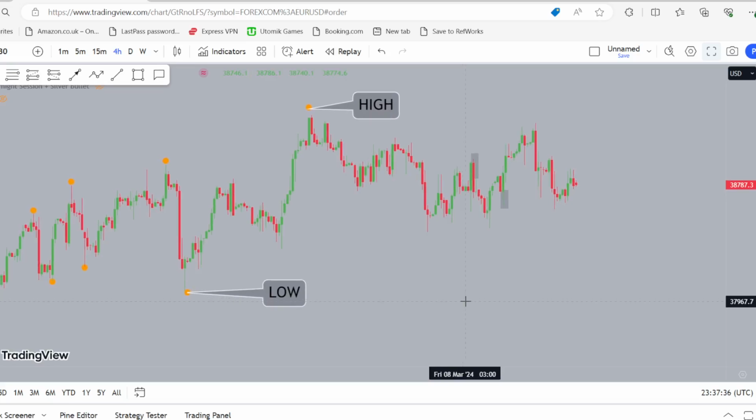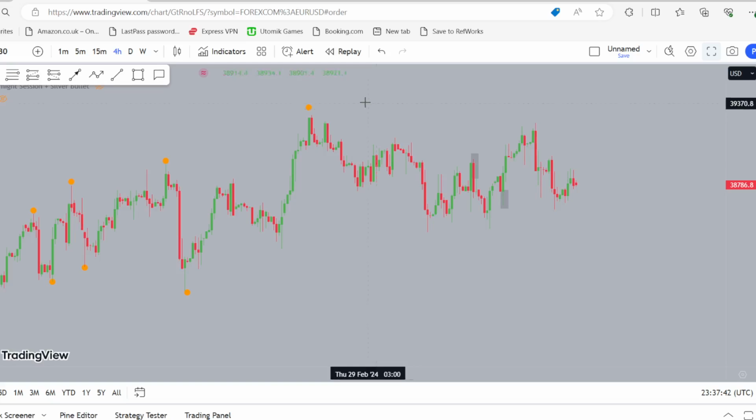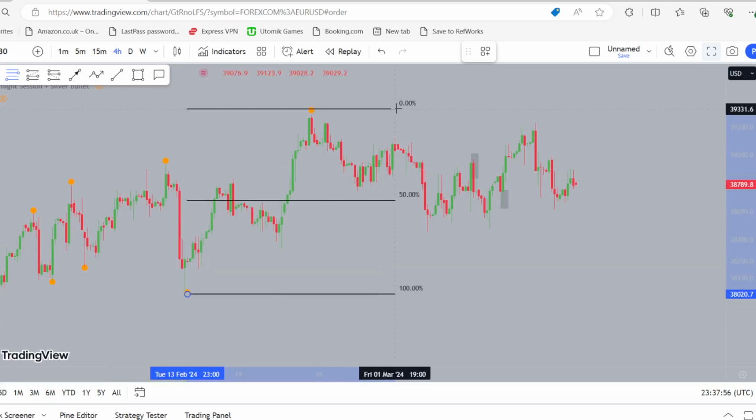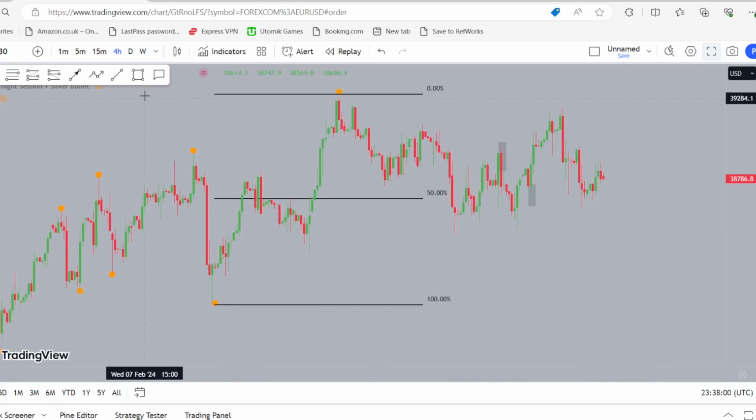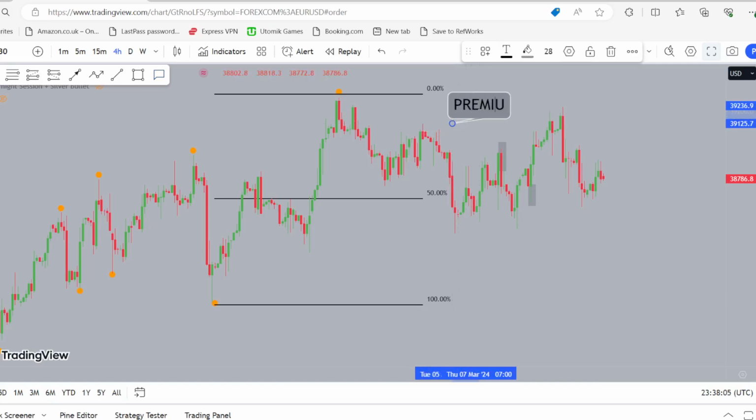Once we have our structure established, we move on to identifying the premium and discount, or the PD arrays. Very, very important to understand. Using the Fibonacci tool from an ICT perspective and understanding your PD arrays, your premium and discount arrays, is one of the simplest things you can do once you've done your structure. So I repeat, once you've done your structure, you're going to have a swing low down here and a swing high up here. This gives us two regions to work with. It gives us a premium, which is up here, and it gives us a discount, which is down here.